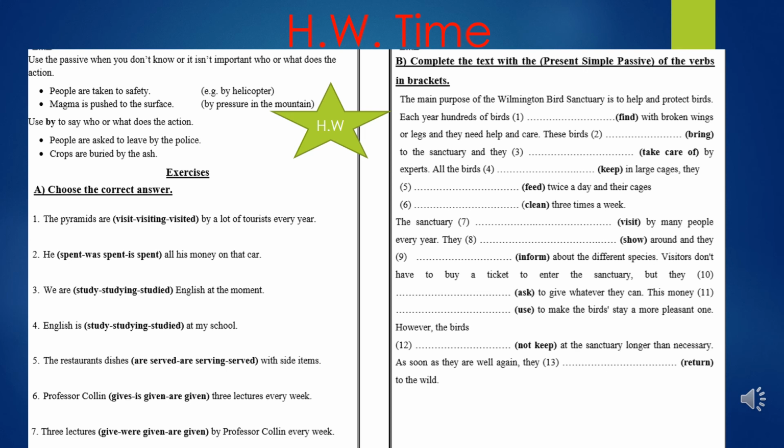And they, so here we have the word "and", the conjunction "and". As we said before, when we find "and" or the comma, this means that the following sentence follows the same grammar structure of the previous sentence. So they, super, they are taken care of by experts. All birds are kept in large cages. All birds, again plural, so it's verb to be plus PP. All birds are kept in large cages.